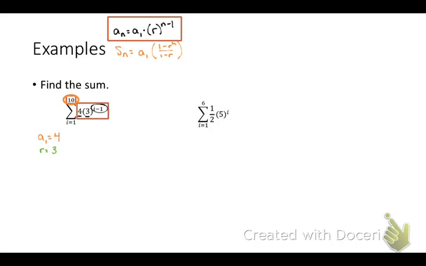So then whenever we plug everything in, if I'm going to have s sub 10, I will have the first term, so 4 times 1 minus 3 to the 10th power, divided by 1 minus 3.